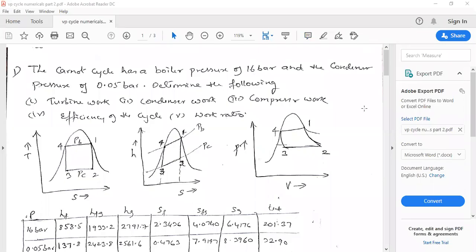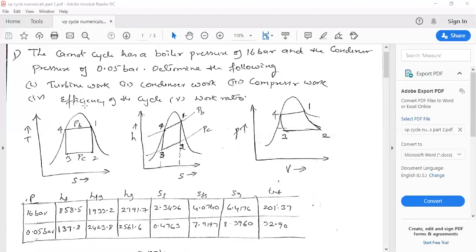Hello, my dear students. Today, in this lecture, we are going to solve some of the problems on Carnot cycle and ideal Rankine cycle. Let's see problem number 1. Here in the first problem, they say the Carnot cycle has a boiler pressure of 16 bar and a condenser pressure of 0.05 bar. So this Carnot cycle is working between the two pressure limits 16 bar and 0.05 bar.